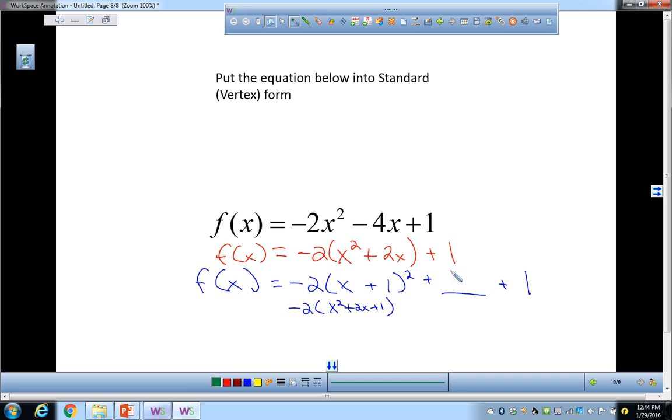I need to add 2 green ones to them. Okay? And when I do that, I get f of x equals negative 2 times x plus 1 squared, plus 3. Okay? Do you follow that? Yeah. That's the trickiest thing. When you have a coefficient that's not 1, you have to pull it out front and then do it. Okay? So you'll get the hang of it.